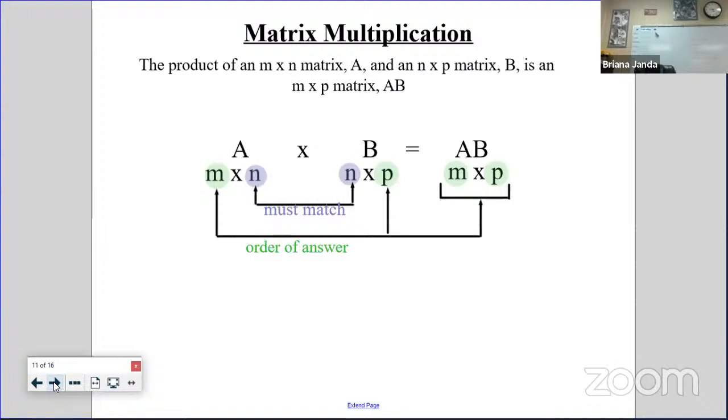This is the first time that it's not super intuitive. I think adding and subtracting, if I just handed you those and asked you to add or subtract, we would probably guess at how to do that without me talking about it. But it's the matrix multiplication that takes a little bit of time.